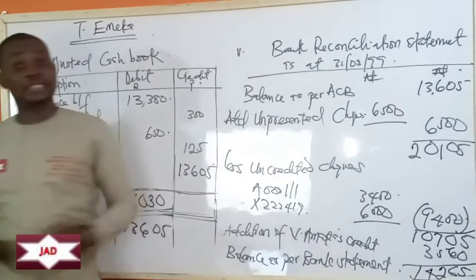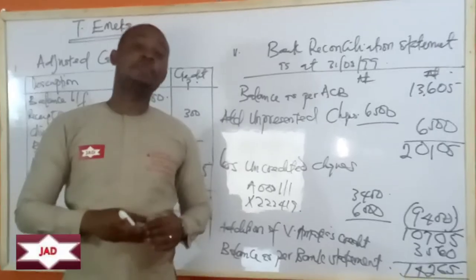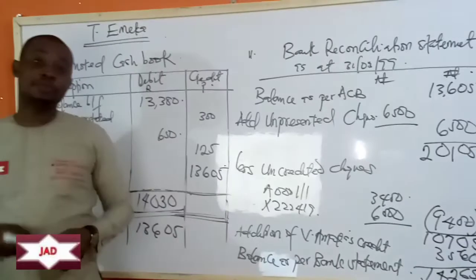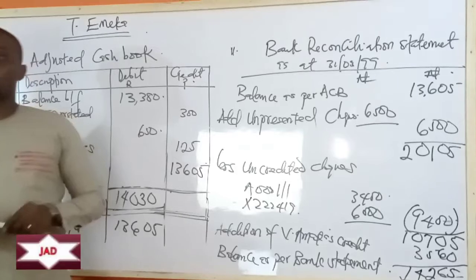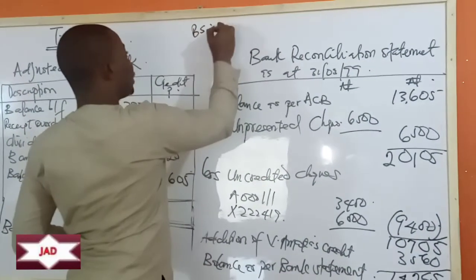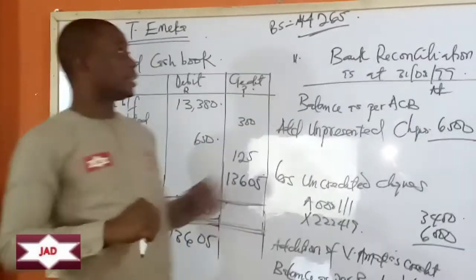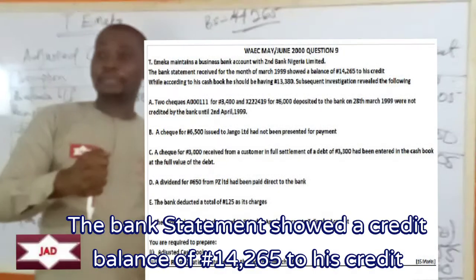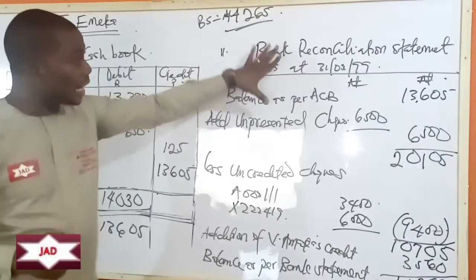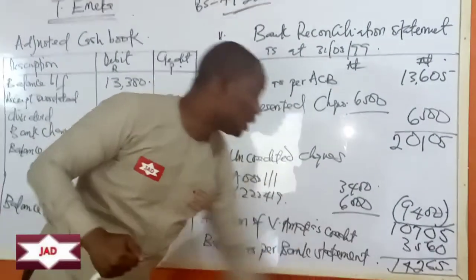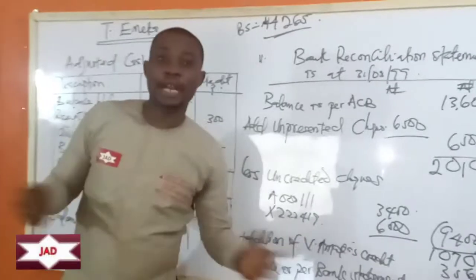Because basically, even in practice, our aim is to ensure that we know the item that is causing the difference. Okay, so at the end of the preparation, we expect to have the same balance that the bank statement is carrying. So based on this question, the bank statement is showing the balance of 14,265 naira. Okay, based on the question, the bank statement showed a 14,265 naira credit. So basically, our bank reconciliation statement is giving us 14,265, and that is what our bank statement is showing. So this is how to prepare a bank reconciliation statement.